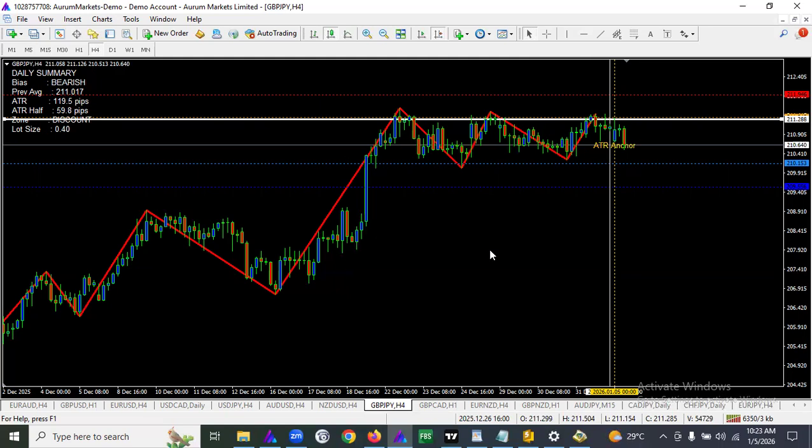Exactly. Yes, sir. And that is likely going to happen in the New York session. If it doesn't happen in the New York session, then you've missed the move for the day. You can look at other pairs. If you missed the move on a pair, you can look at other pairs. You could find an opportunity on those other pairs.